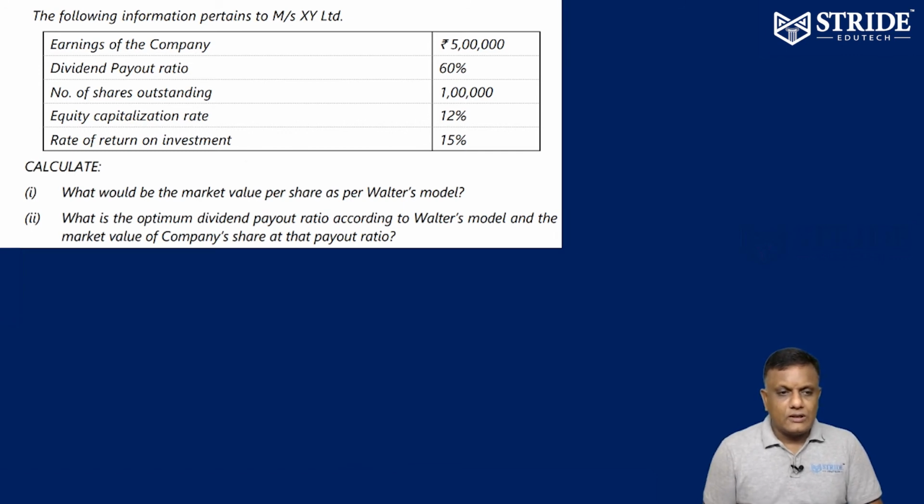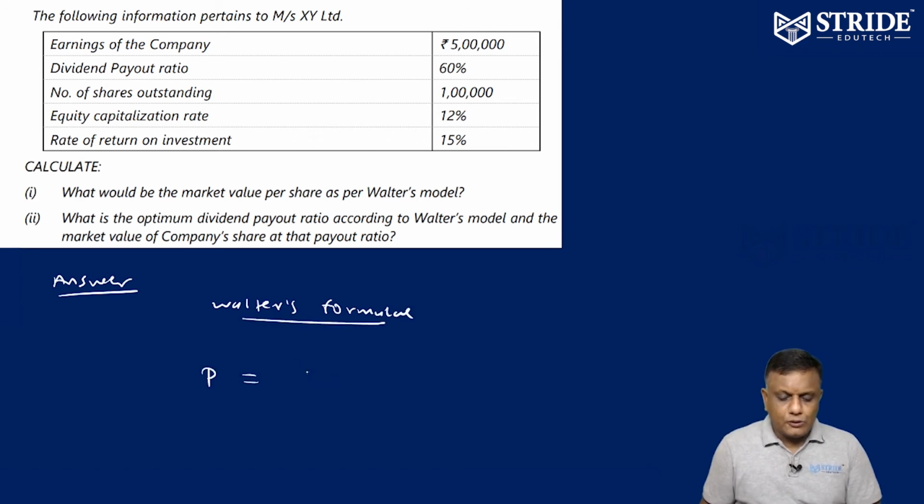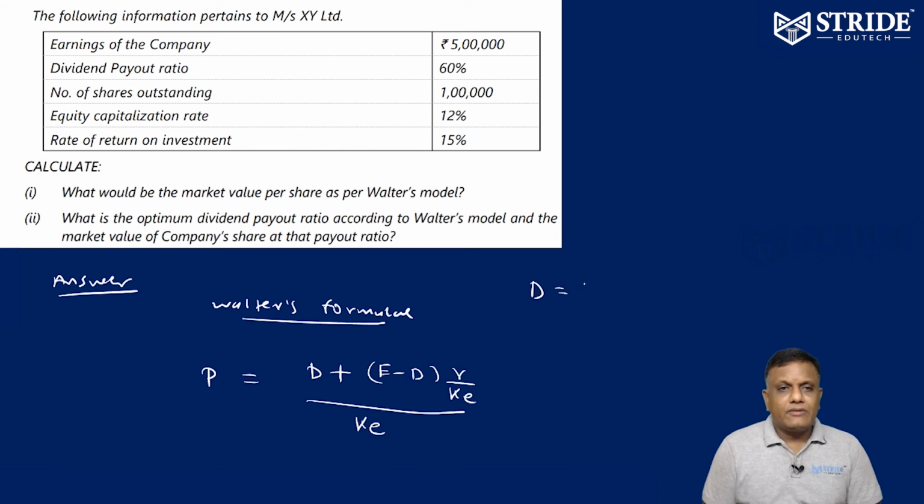First question is Walter's model. So first, Walter's formula. Market price per share P is equivalent to D plus E minus D into R by KE, by KE. D is equal to dividend per share, E is equal to earnings per share, R is equal to rate of investment, KE is equal to cost of equity.